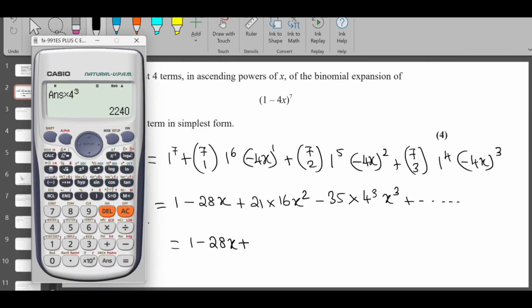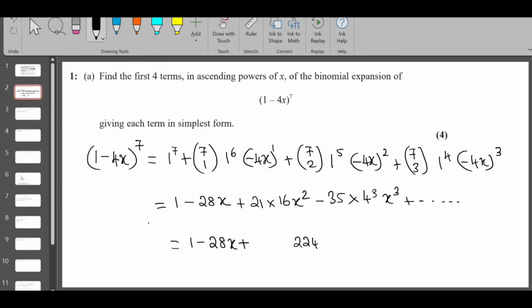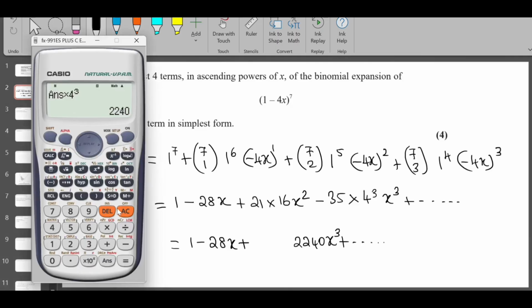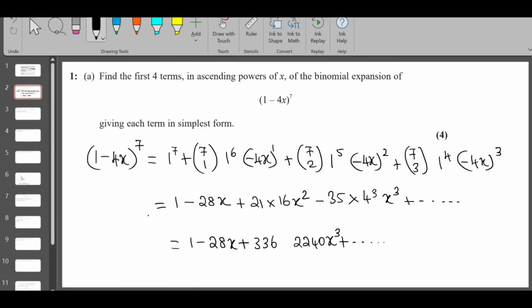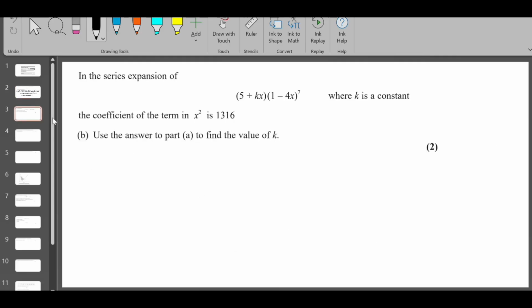Okay, this is 2240x cubed. 21 times 16 is 336x squared, minus. That's all. It's a 4-mark question.